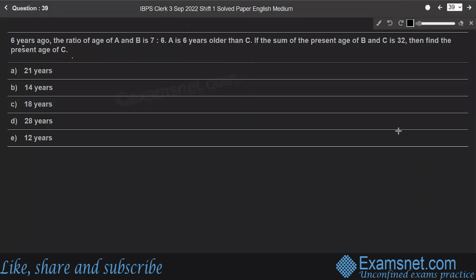Question 39. 6 years ago, the ratio of age of A and B is 7:6. A is 6 years older than C. If the sum of the present age of B and C is 32, then find the present age of C. Here it is given that 6 years ago, the ratio of age of A and B is 7:6. Therefore, 6 years ago, let the age of A be 7x, that of B be 6x. Right? And it is given that A is 6 years older than C. That means A is C plus 6.